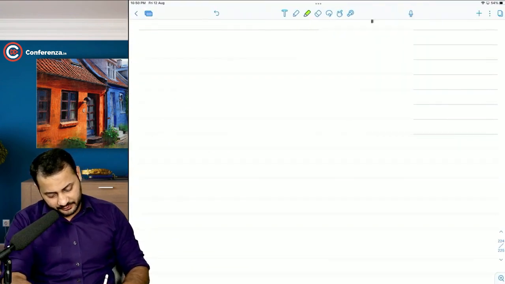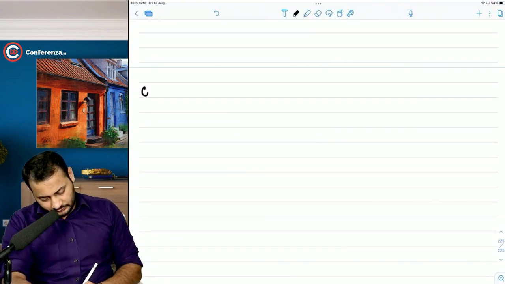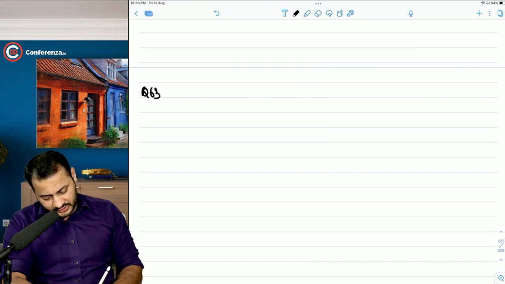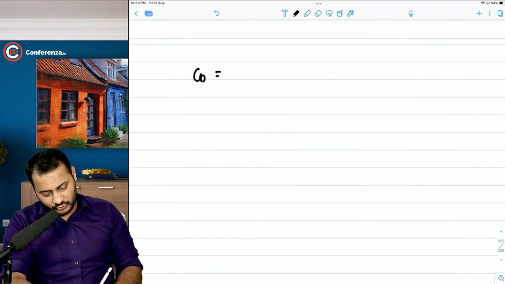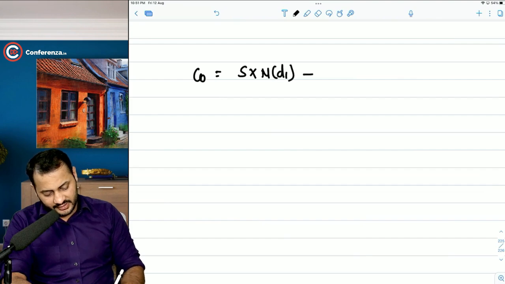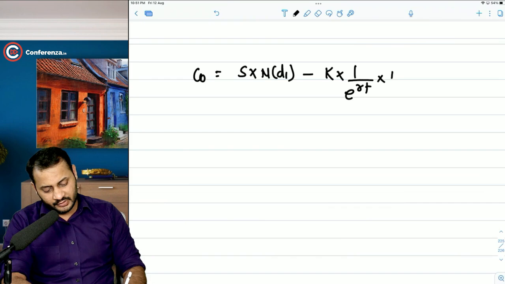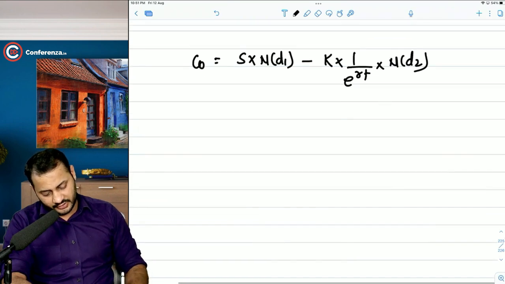Question number 63. The question is asking you to calculate the value of the call option, meaning the theoretical price. And the formula according to the Black and Scholes model is S into N(d1) minus strike price into e to the power minus RT, which I can write as 1 divided by e to the power RT, into N(d2). Okay, let's put the values.